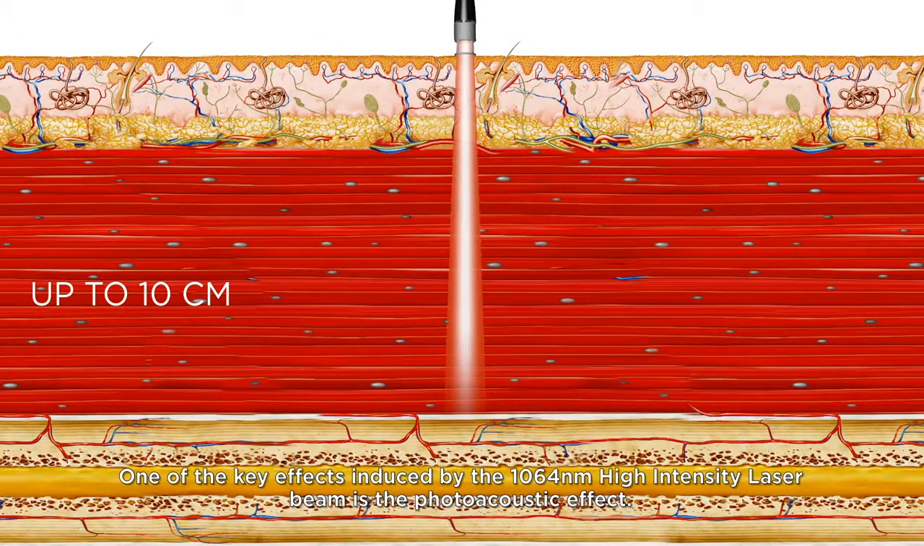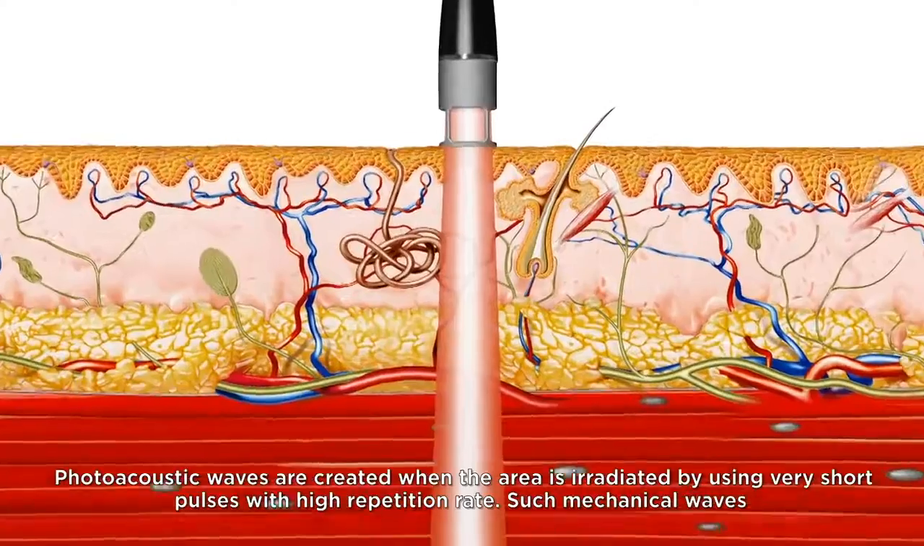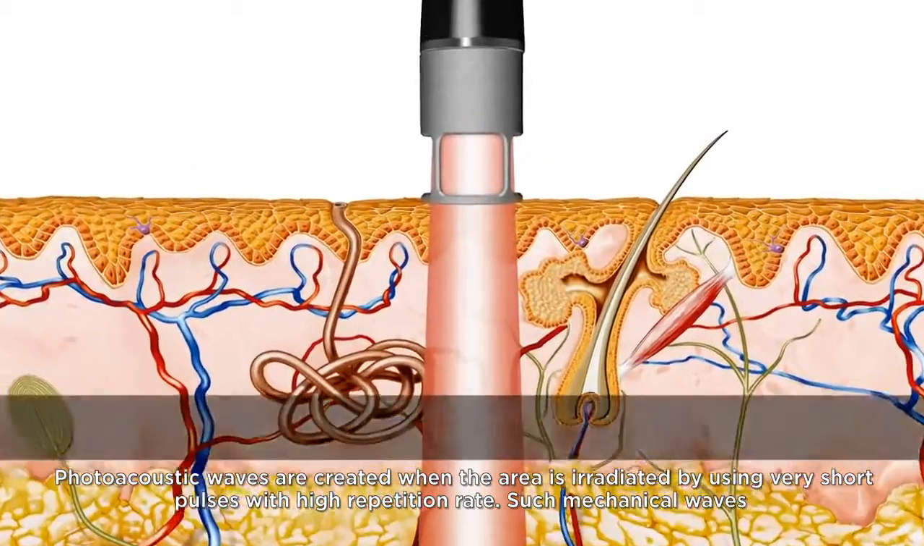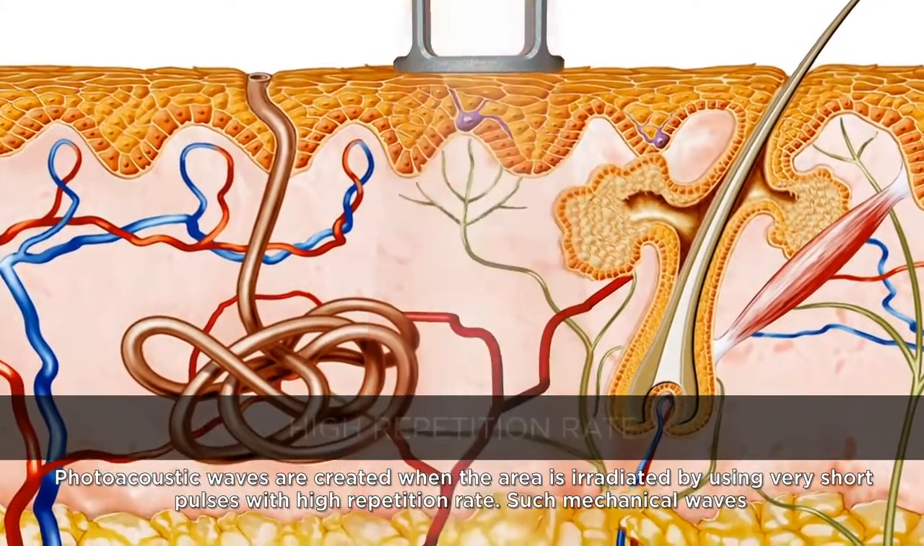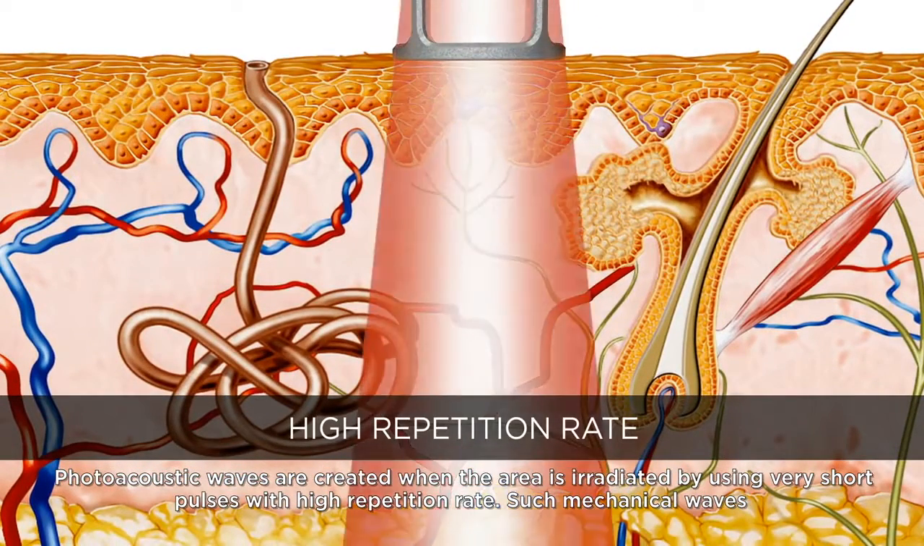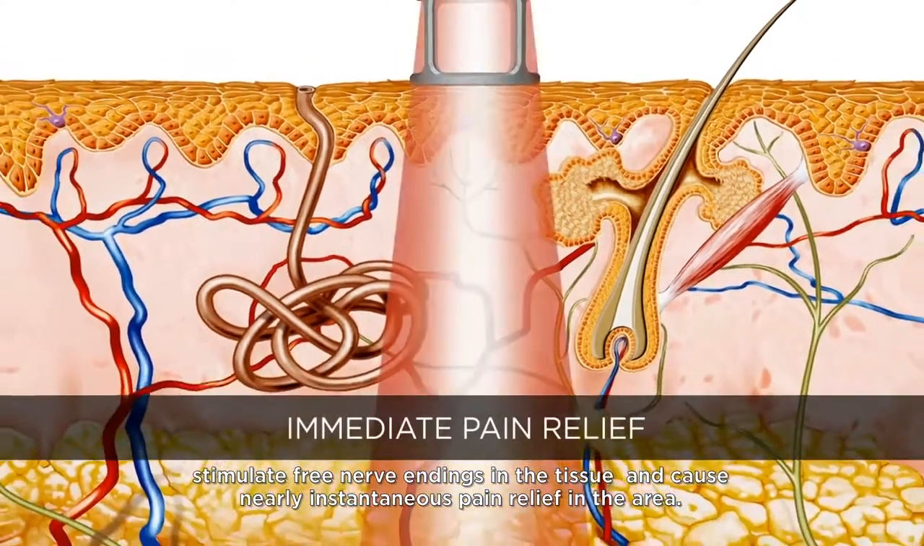One of the key effects induced by the 1064 nanometer high-intensity laser beam is the photoacoustic effect. Photoacoustic waves are created when the area is irradiated by using very short pulses with a high repetition rate. Such mechanical waves stimulate free nerve endings in the tissue and cause nearly instantaneous pain relief in the area.